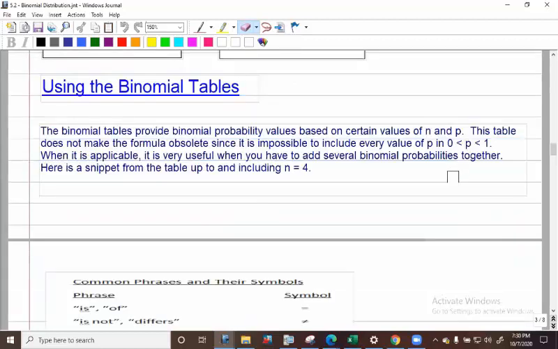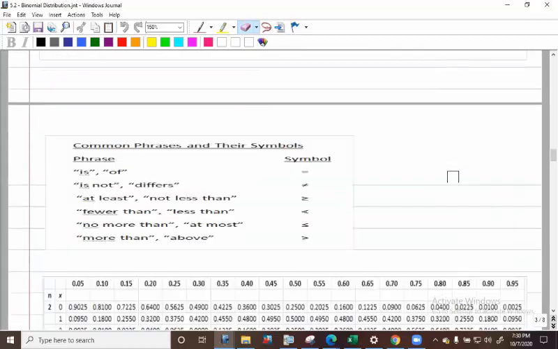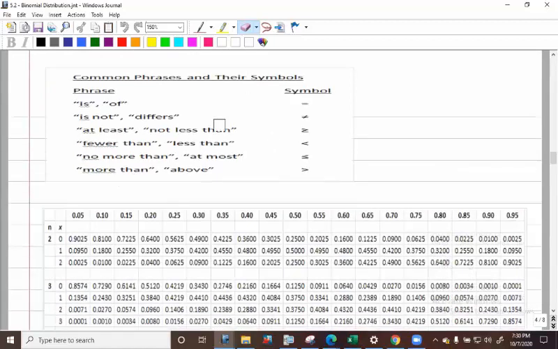Now let me come down here and show you this. Just to show you some of the wording, and we'll be dealing with this again. We've talked a little bit about this, but "is" means equal, "is not" means not equal. "At least" means greater than or equal to. "Fewer than" means less than. "Strictly" means, it's kind of blurry, it's hard to see that. "At most" means less than or equal to. And "more than" or "above" is just strictly greater than.